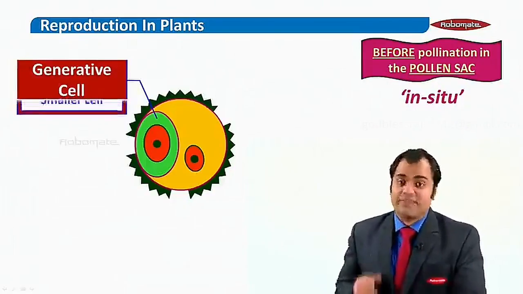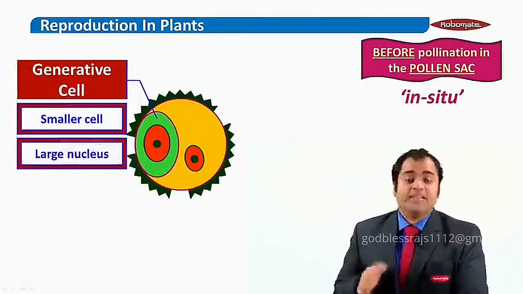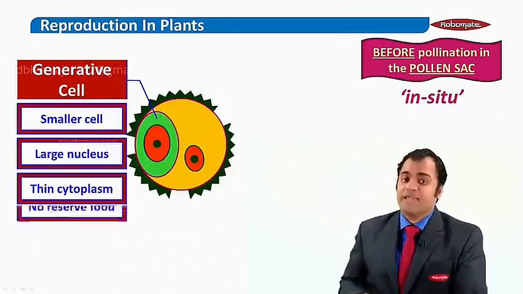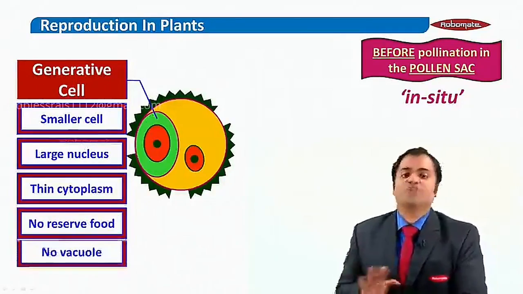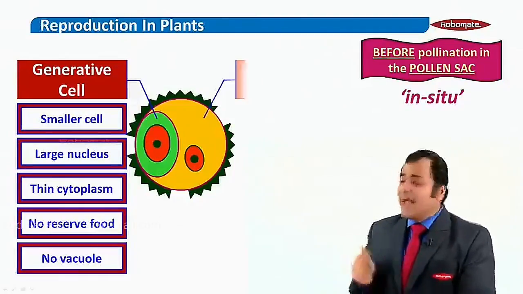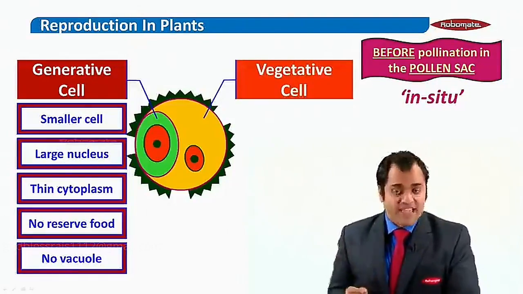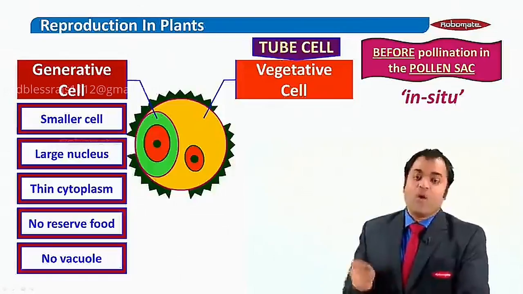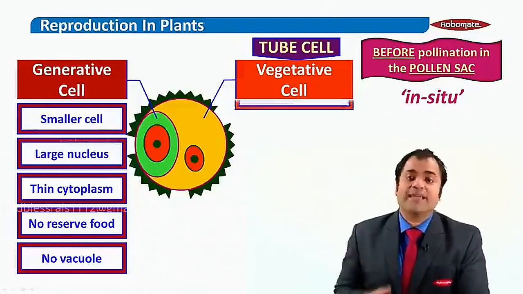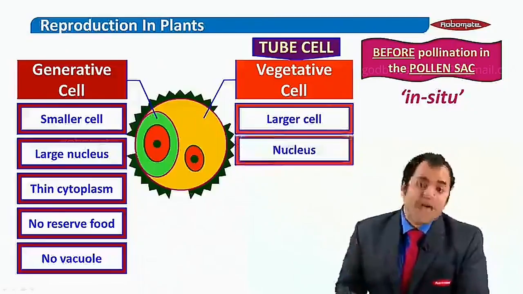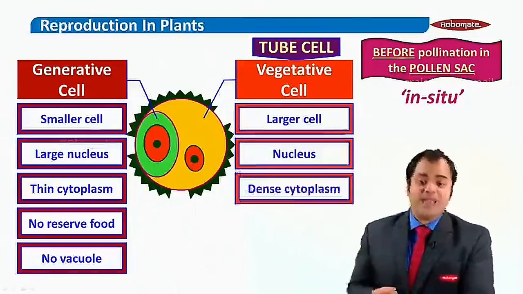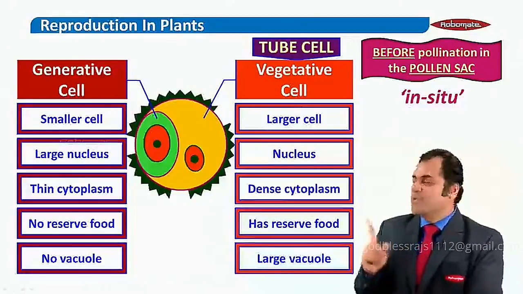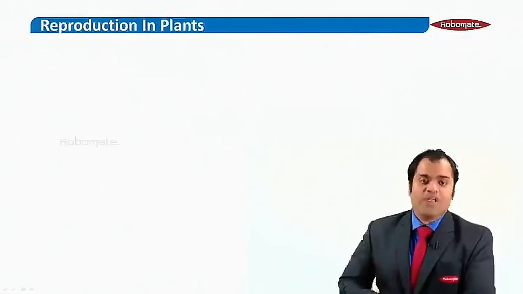The generative cell basically has a smaller size. Then the generative cell has a large nucleus. The generative cell has thin cytoplasm. It has no reserve food and also lacks a vacuole. The larger cell here is called the vegetative cell. The vegetative cell is also called the tube cell. Now what you should know about the vegetative cell is that it is the larger cell which also has a nucleus, a dense cytoplasm, reserve food, and a large vacuole which I have not shown here. Is that okay? Moving on.